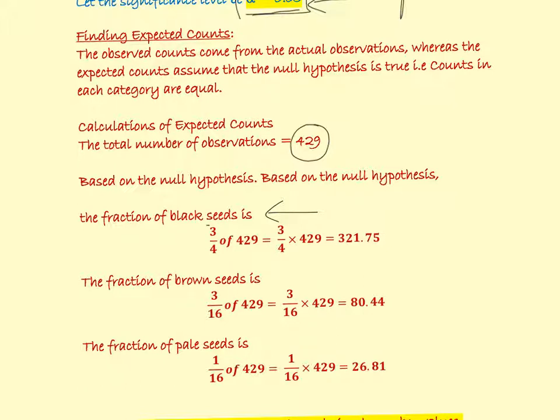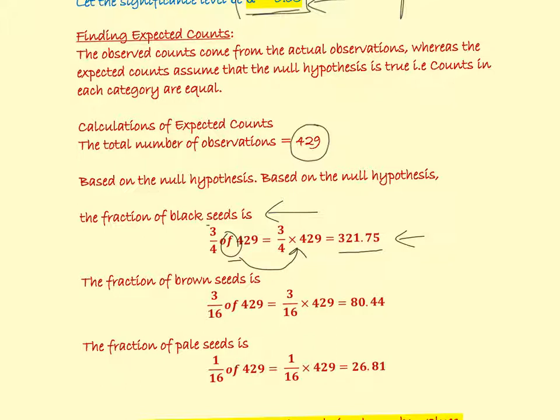So if we have a total of 429 seeds, 3/4 of 429 must be black. So the "of" translates to multiplication. So 3/4 times 429 is 321.75. So 321.75 seeds are expected to be black. And note that we have a decimal number and not a whole number here, although we are doing a count, but it's okay to leave it as 321.75.